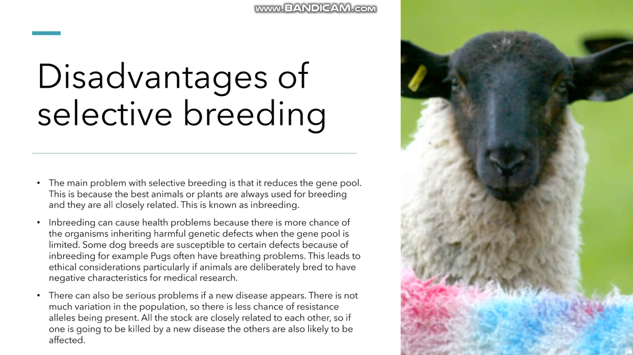There can also be serious problems if a new disease appears. There is not much variation in the population, so there is less chance of resistant alleles being present. All the stock are closely related to each other, so if one is going to be killed by a new disease, the others are also likely to be affected.